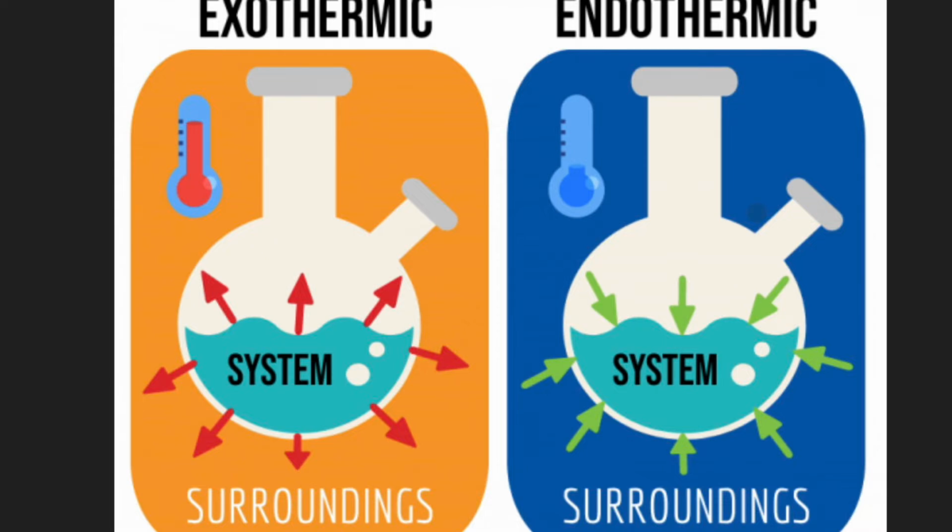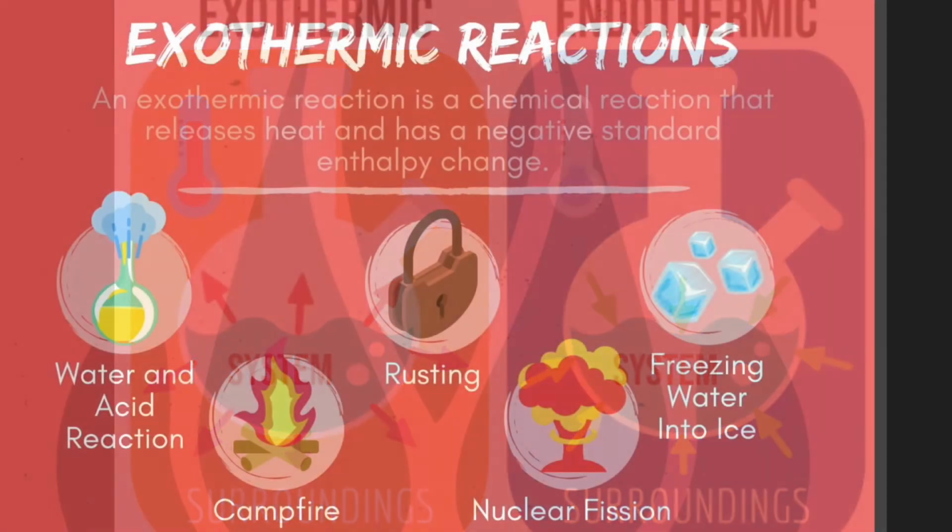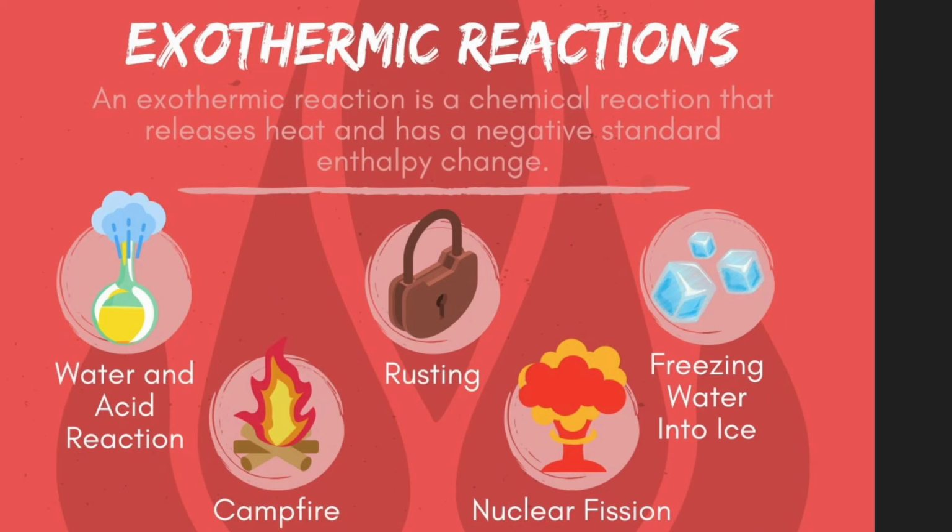In these reactions, you either release energy to the surroundings or you take in energy from the surroundings. Depending on this, we determine whether these reactions are exothermic or endothermic. Exothermic reactions are reactions which result in the transfer of energy from a system to its surroundings. Heat is given off or produced.